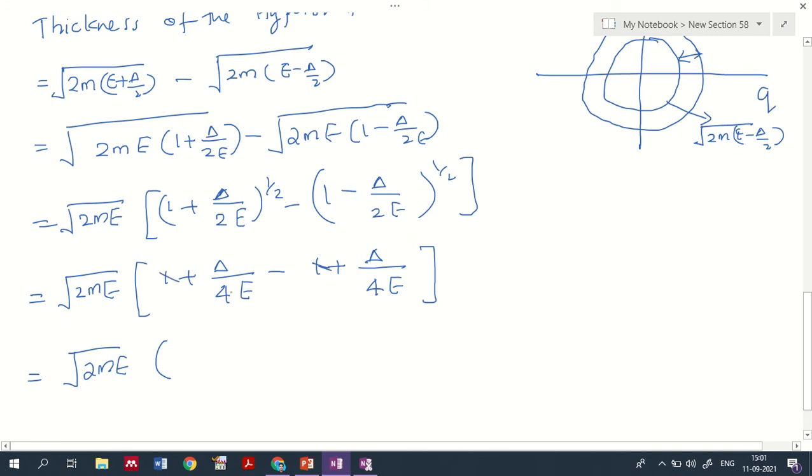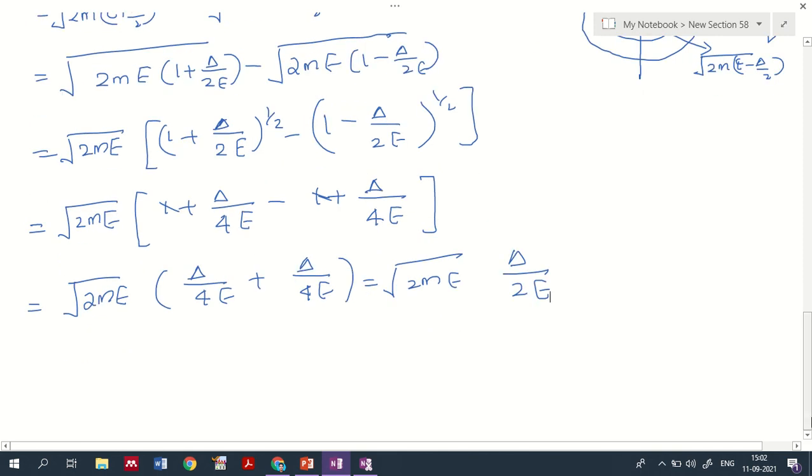Then delta minus delta 4e minus, okay, this is delta 4e plus delta 4e left. So that is, we will be getting delta 4e plus delta by 4e will be there. So that is equal to root 2me into delta by 2e. Okay, delta by 2e is the corresponding representation. Now I can reduce this further.